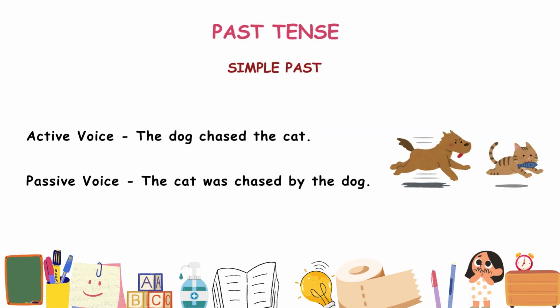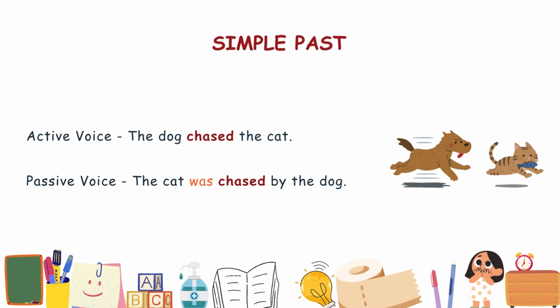Let's see how the sentences change for past tense, simple past. The dog chased the cat. Is an active voice. The cat was chased by the dog. Is a passive voice. Here, was is added as an auxiliary verb and chased remains the same as it is in the past tense.